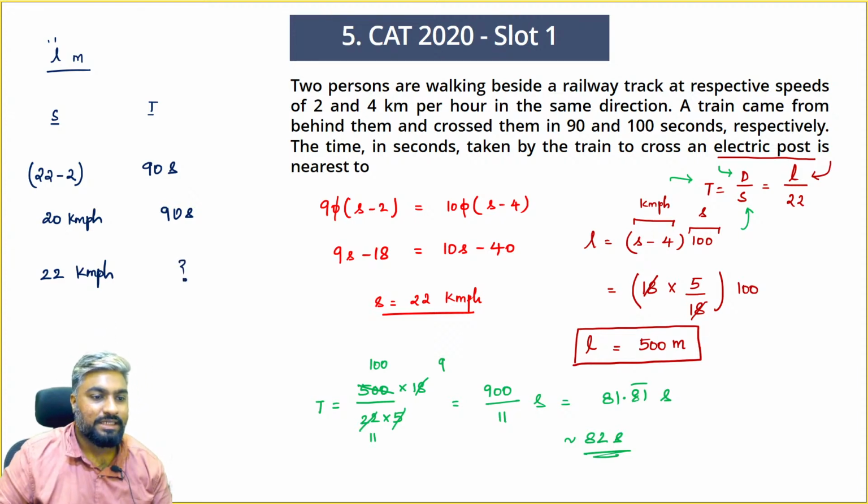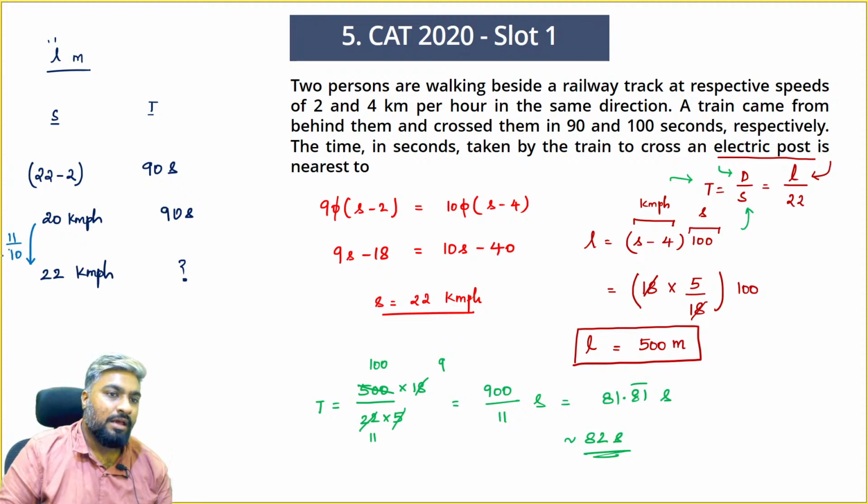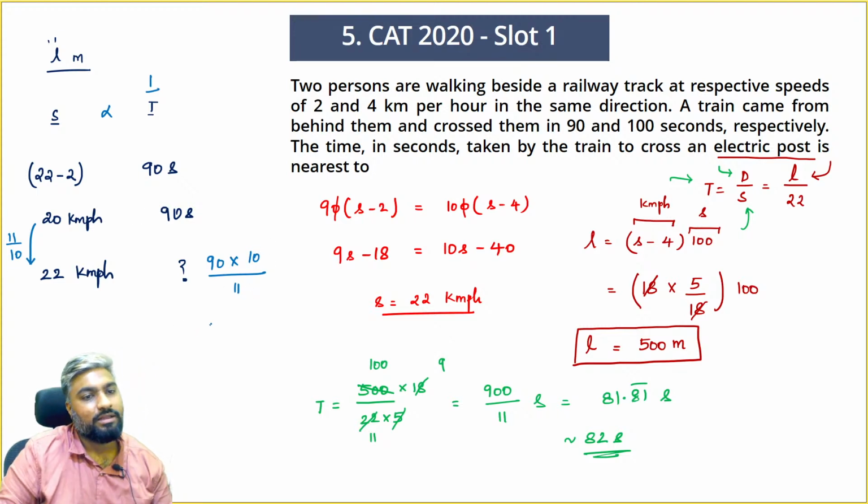Yes. So what is happening here? I am dividing this by 10, multiplying by 11, correct? Into 11 by 10. Since speed and time are inversely proportional, 90 will be multiplied by 10 divided by 11. Inversely proportional, na? Since I am multiplying 11 by 10 here, I will multiply 10 by 11 here, the reciprocal. This gives us 900 by 11, which is approximately 82 seconds.